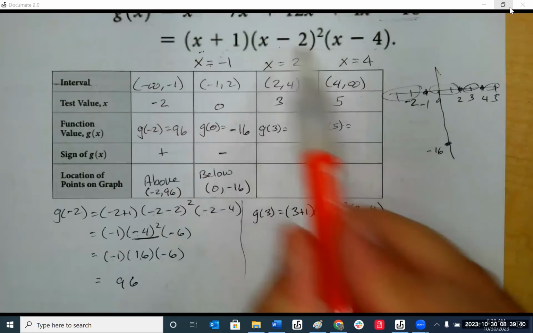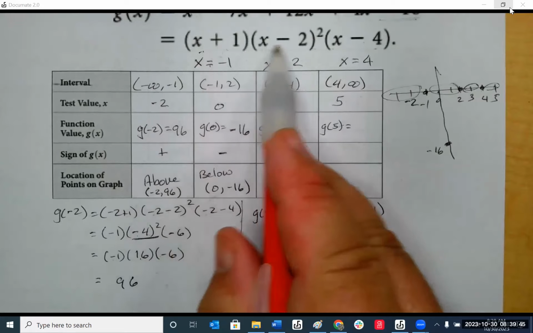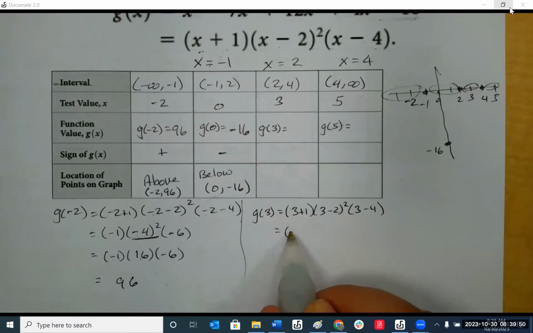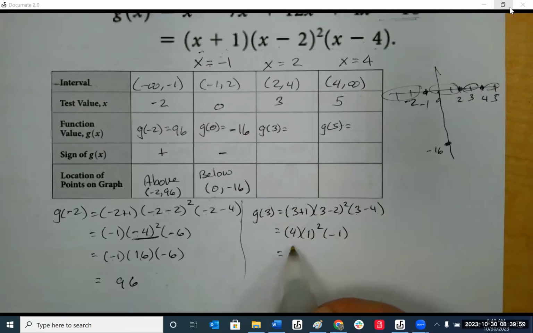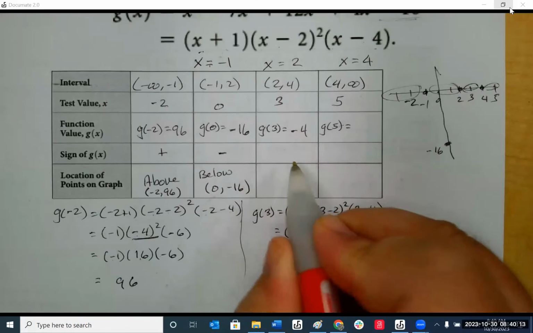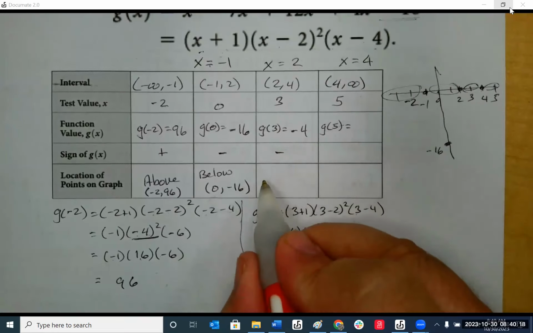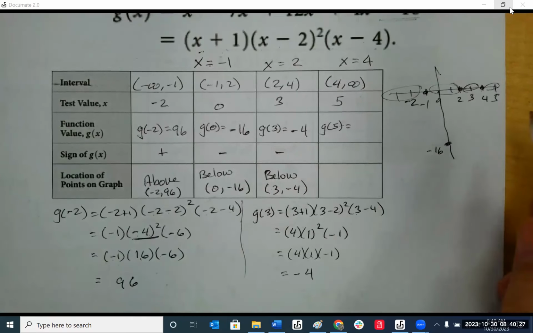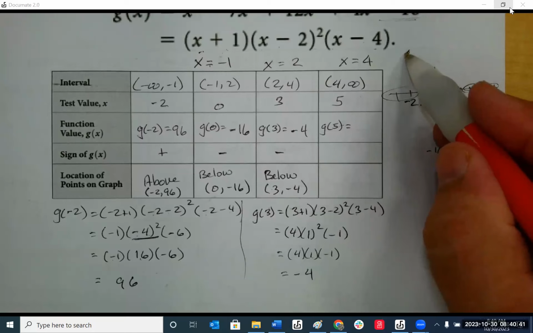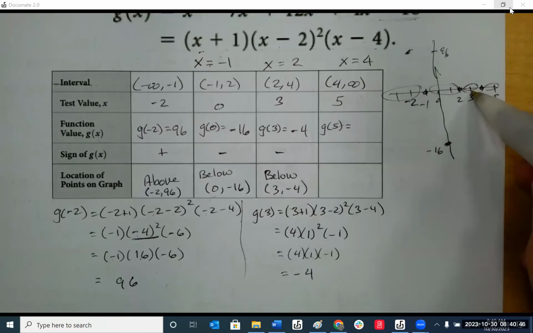Again, I'm taking this equation here and plugging in my value x. So x plus 1, or 3 plus 1, 3 minus 2, 3 minus 4. And I work those out. 3 plus 1 is 4. 3 minus 2 is 1 squared. 3 minus 4 is -1. 1 squared is 1. 4 times 1 is 4. Times -1 is -4. It's negative. So it's below the x-axis. It's at 3, -4. At -2 it is 96. At 3, it's -4.